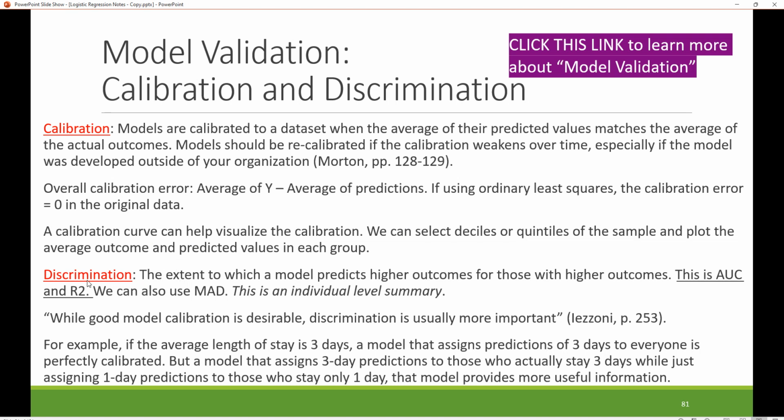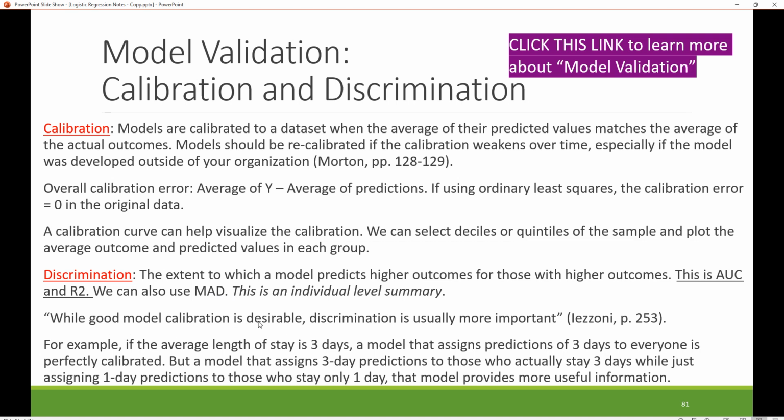And so that brings us to discrimination, and that is the extent to which a model predicts higher outcomes for those with actual higher outcomes. This is the area under the curve and R squared. We can also use MAD. This is an individual level summary. Just to restate that, discrimination is an individual level summary.